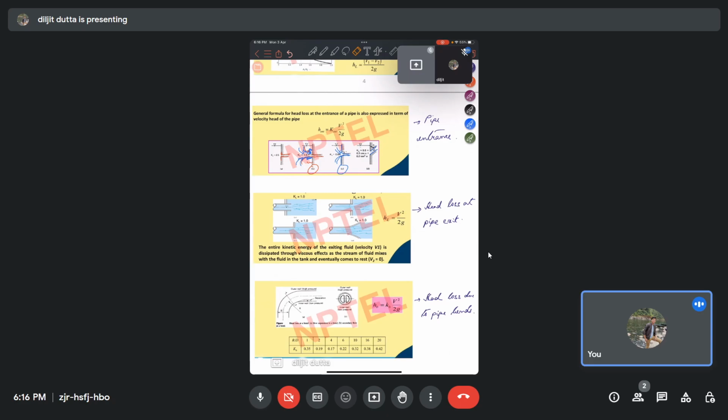And next is head loss at a pipe exit. So when we are filling a reservoir or tank using a pipe, based on how the pipe is fitted to the tank, there will be varying amounts of head loss. Similarly, here also the highest amount of head loss is when the pipe is inserted for some distance inside the reservoir. That is case 1, the first case.